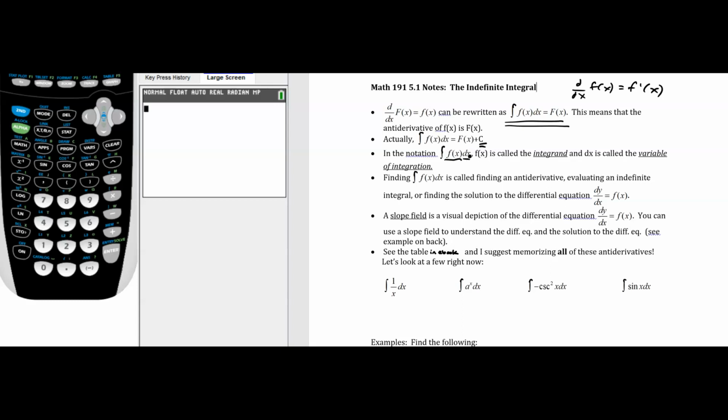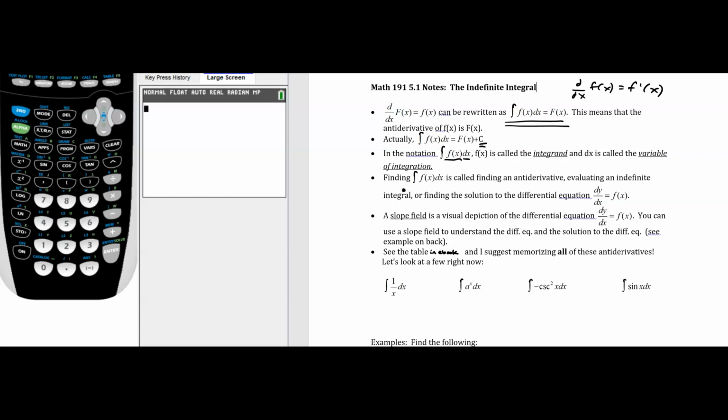This will take on a little bit more meaning when we talk about areas in section 5.2, but right now, when you look at this, you really don't pay too much attention to dx other than noting that the variable we're working with is most likely in terms of the variable that this is. So if this was a function of t, then this would be a dt. If this was a function of z, this would be a dz.